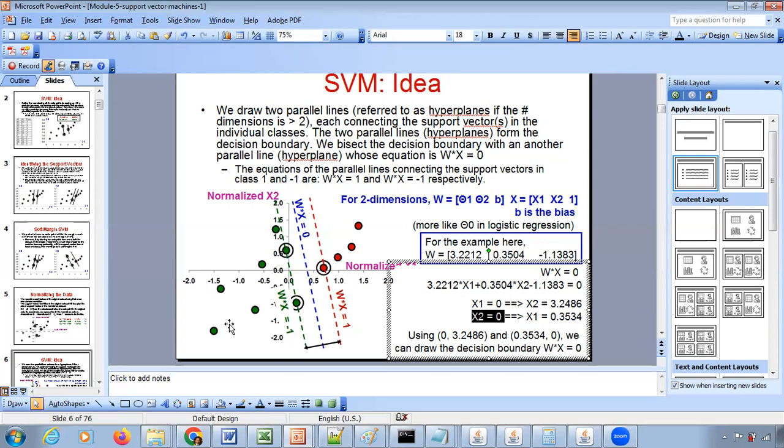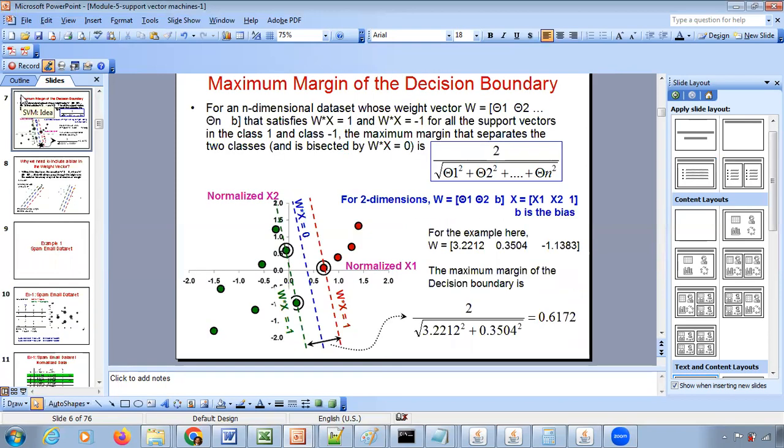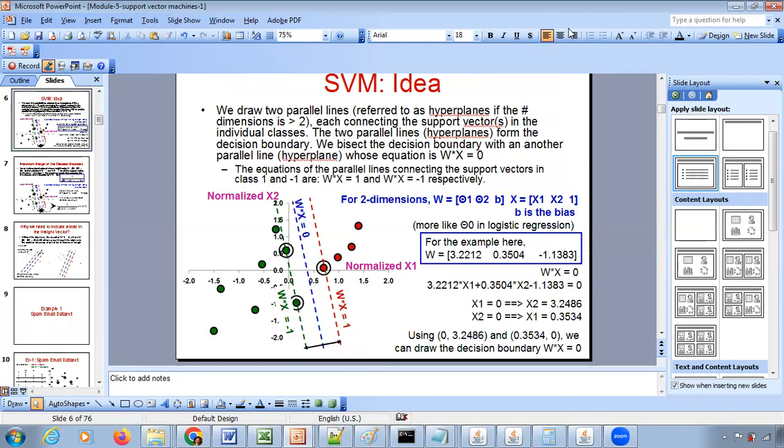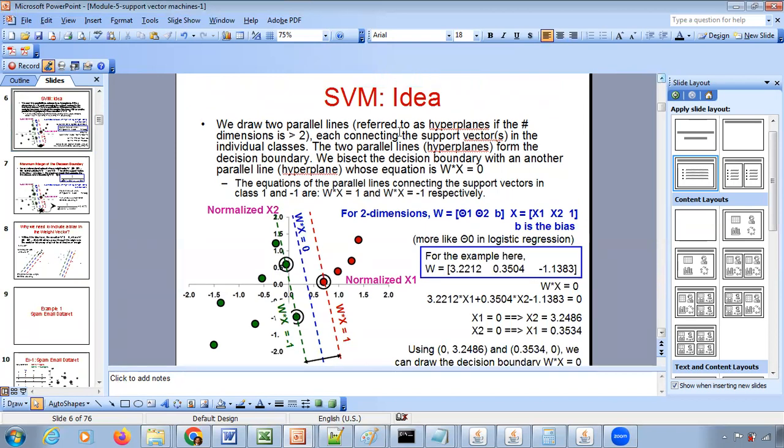We already have the parallel lines, Wx equals 1 and Wx equals -1. Okay, so that's the idea we are going to look at in the math. I just introduced it right away. And in terms of terminology, so far I called these lines that connect the support vectors in each class. More formally, they should be called hyperplanes.